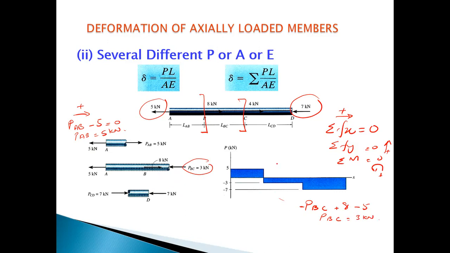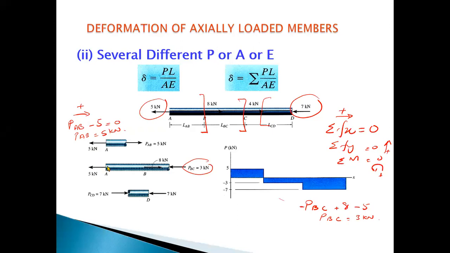Now we cut the section from this direction. Here PCD is equal to 7 kilonewton. In this way, we have different P values, and we can draw a figure here. Initially, suppose this is our zero line. It's not straight, but it is a zero line.